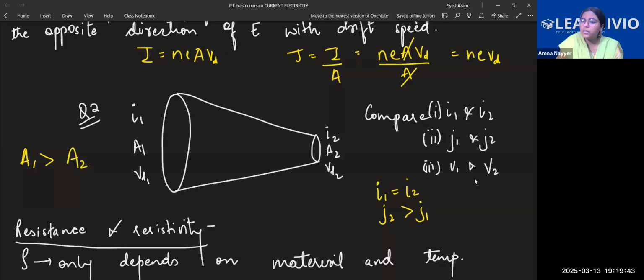And what about the drift velocities? From this relation, it's very easy to figure this out. See, drift velocity is also inversely proportional to the area of cross section. So the drift velocity V2 will be greater than V1. All right. Just make this figure, write this down also. Then we'll start with resistance and resistivity.